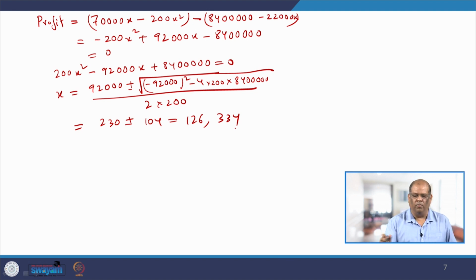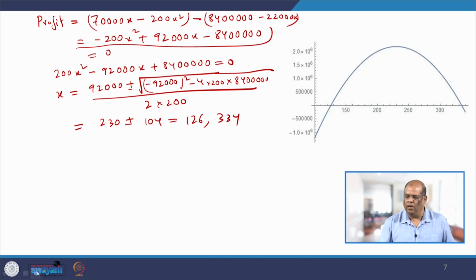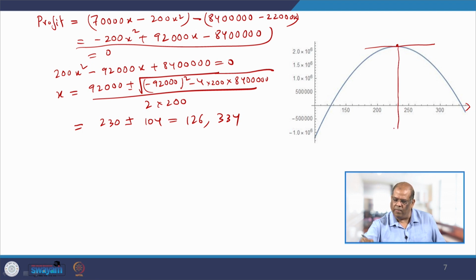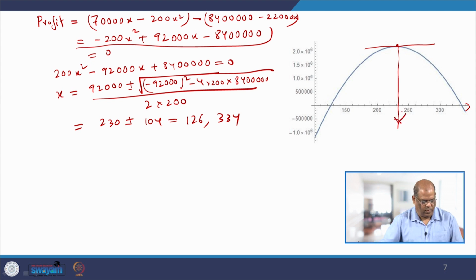So, what do you do? You plot the profit graph. If you plot it, you will get something like this. So, again the global maximum. This is your price and this is your profit. So, this is the maximum value of x you can choose, at the vertex. You just drop it and you will get this value. In this case, it is 230.